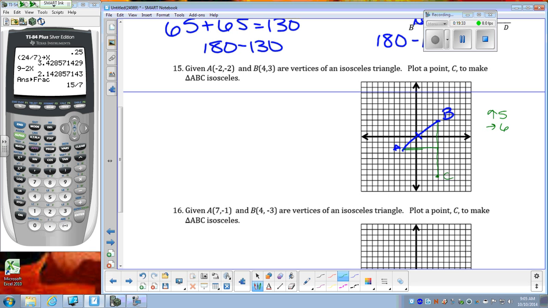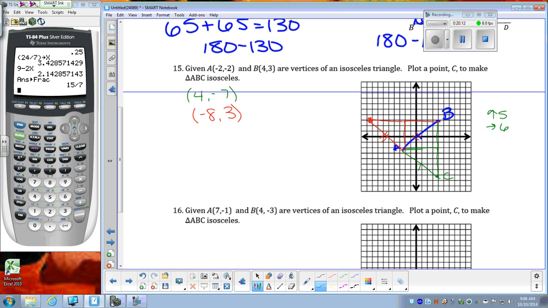So here's one potential point for C. There, one potential point for C is the point (4, -7). To continue with using point A as my vertex, I also could go up 5, and then instead of going this way 6, I could go left 6. I have another point C right there, in which case those two are congruent. When that point is the point (-8, 3).